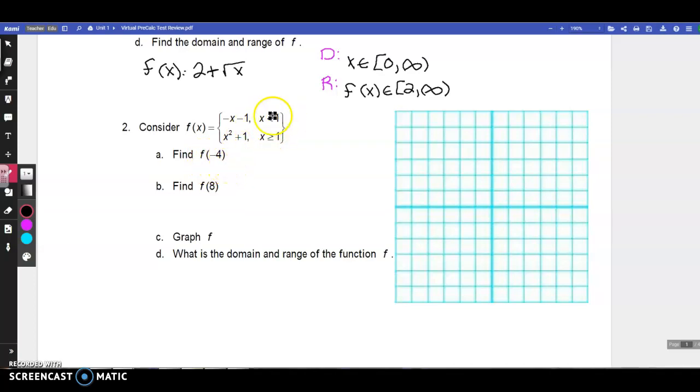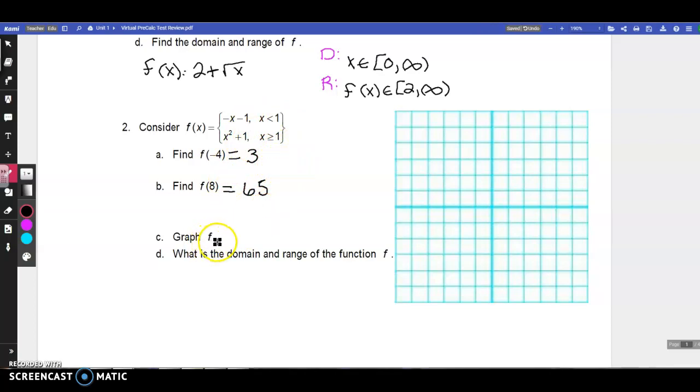Well, -4 is less than 1, so I'm going to plug it into this top equation. So I have -(-4), which is +4, minus 1, so that's equal to 3. So first one's just 3. f of 8, well, 8 is more than 1, so I'm just going to plug in 8 to this bottom equation. So 8 squared is 64, plus 1, that'd be 65. All right, so not too bad there. You just have to know how to read these piecewise.